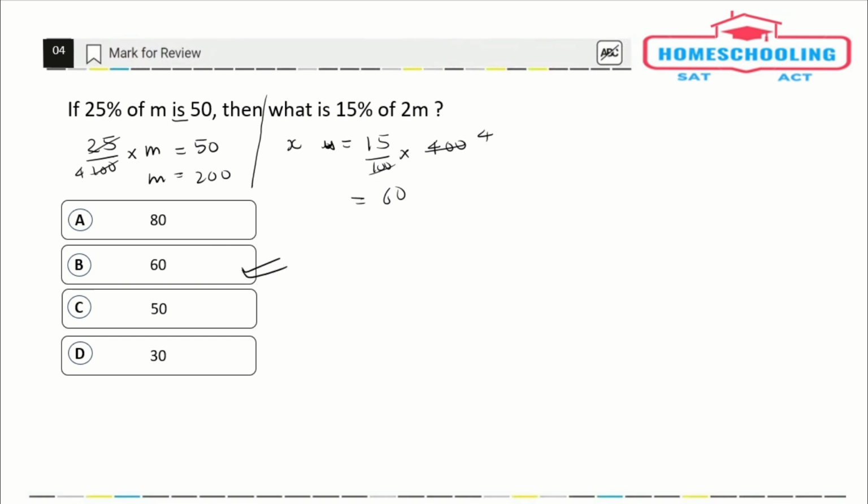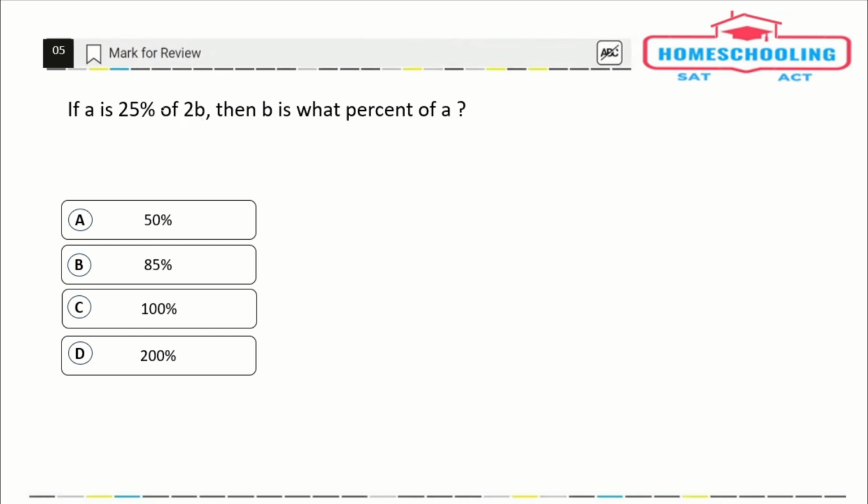Now moving to the next question. If a is equal to 25% of 2b. So 25%, that is 25 by 100, can also be written as 1 by 4. So 1 by 4 of 2b would be b by 2. Hence we can say that from this equation b is equal to 2 into a.